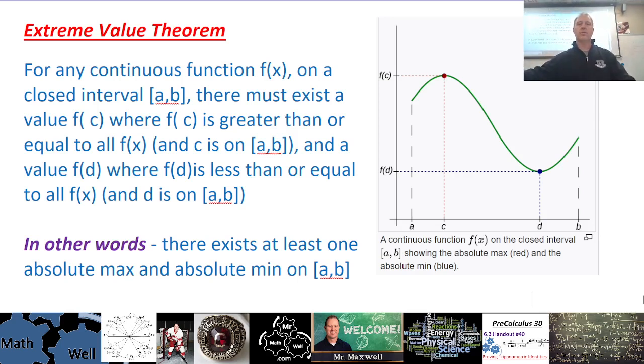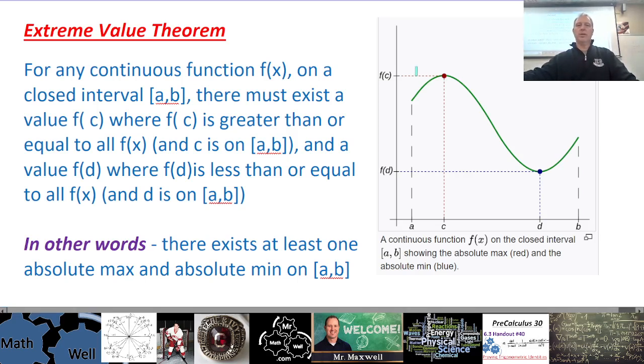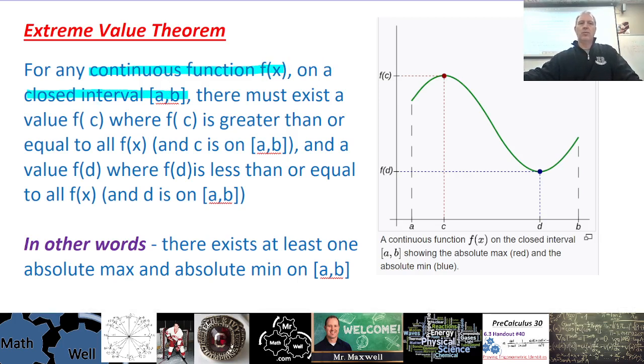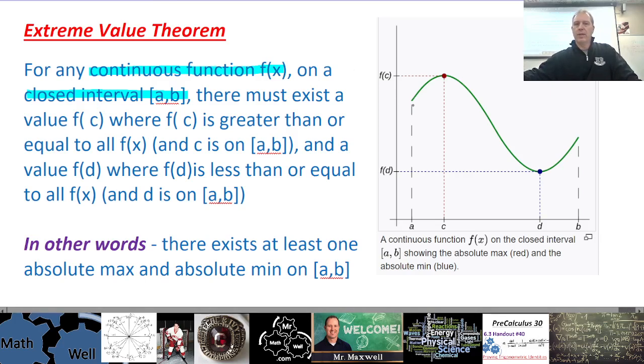As with all the other theorems, there are hypotheses that need to be met. So this one has two things. For any continuous function f of x, it has to be continuous, and on a closed interval. So the function itself has to be continuous, and we have to be considering a closed interval, which means that the endpoints have to be valid. They have to exist.